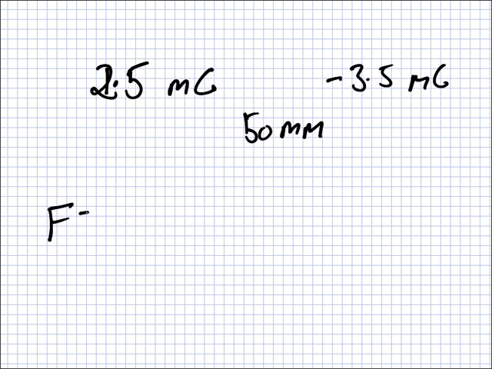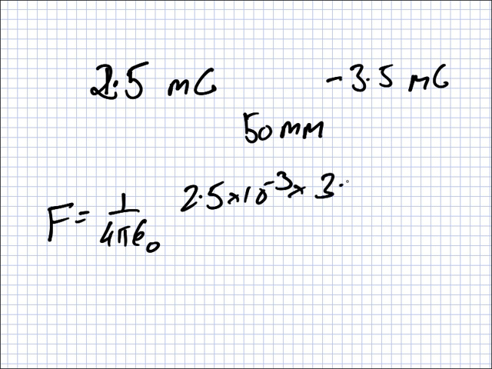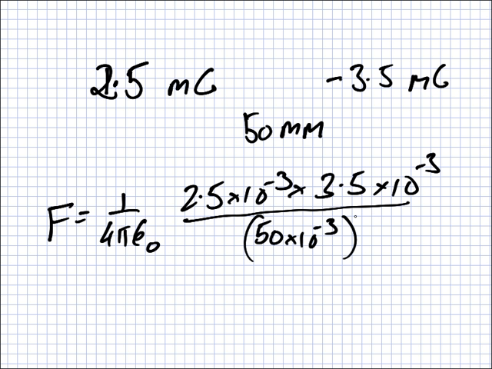So the formula is, you know this one, 1 over 4 pi epsilon 0, Q1, Q2, over 50 times 10 to the minus 3 squared, and that is towards each other. Sorry, attraction. Attractive. So if you put that in a calculator, what do we get?